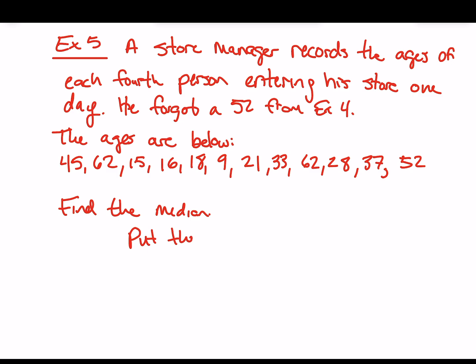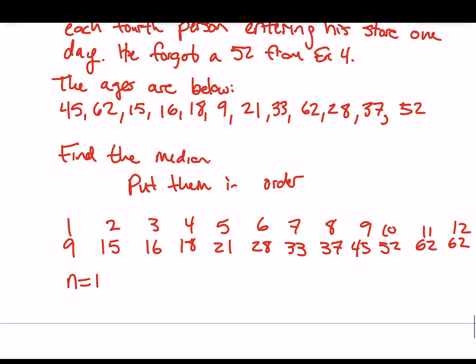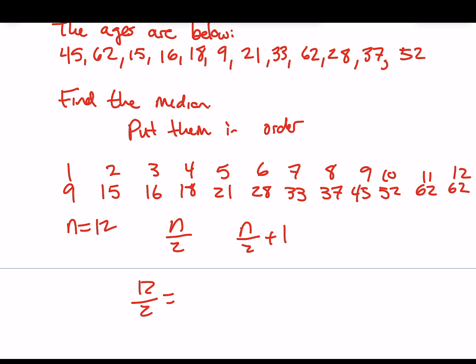So the first thing we need to do is to put them in order from least to greatest. So we have a 9, 15, 16, 18, 21, 28, 33, 37, 45, 52, 62, and 62. And these are the order of those, 6, 7, 8, 9, 10, 11, and 12. So now notice that we have an even number. Our n is equal to 12. So we need the n over 2th observation and the n over 2 plus 1th observation. So 12 over 2 is 6, and 12 over 2 plus 1 is 7.